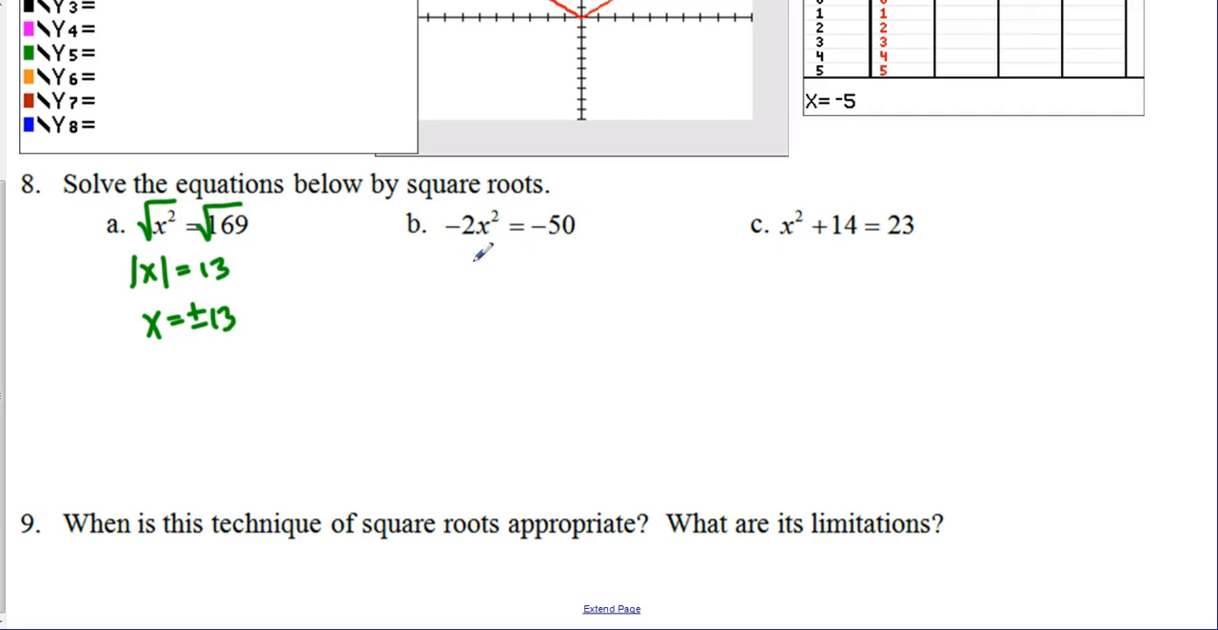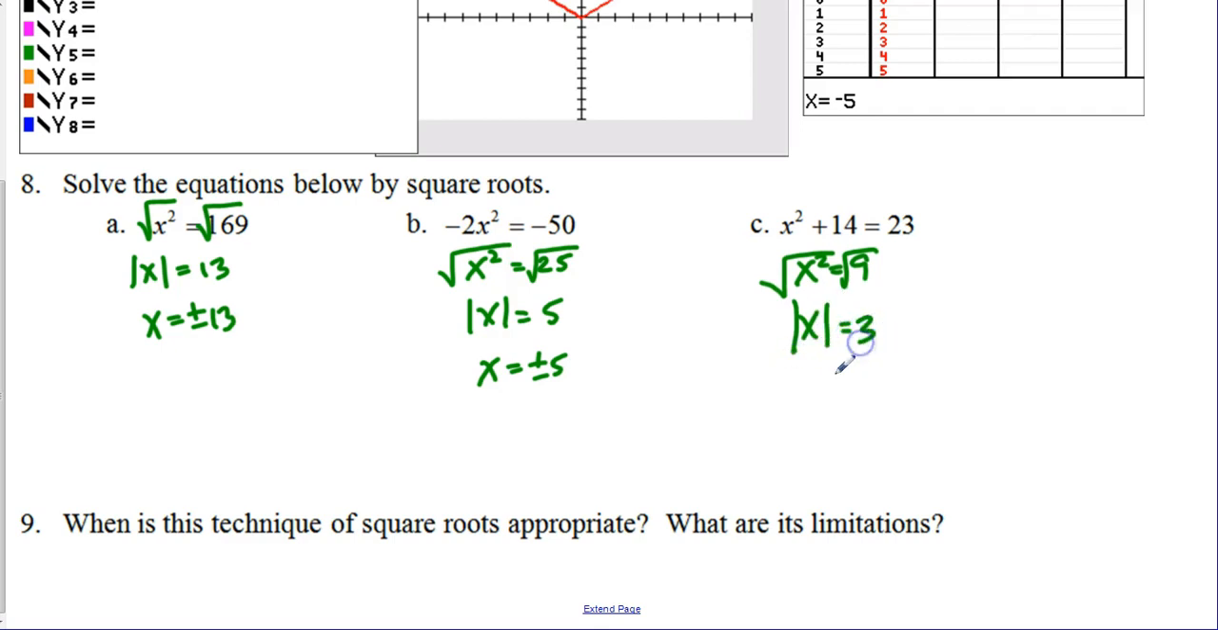All right, so hopefully you divided both sides by negative 2 first to give us 25. Now we can square root both sides, and when we do so, we get the absolute value of x is equal to 5, which means that x is equal to plus or minus 5. Working on this one, when we subtract 14 from both sides, we get a 9. Square rooting both sides, we get that the absolute value of x is equal to 3. So x is equal to both the positive and negative value of 3. And you can just check that. If you subbed in negative 3, squared it, that would be 9. Add 14, yeah, it would check out.